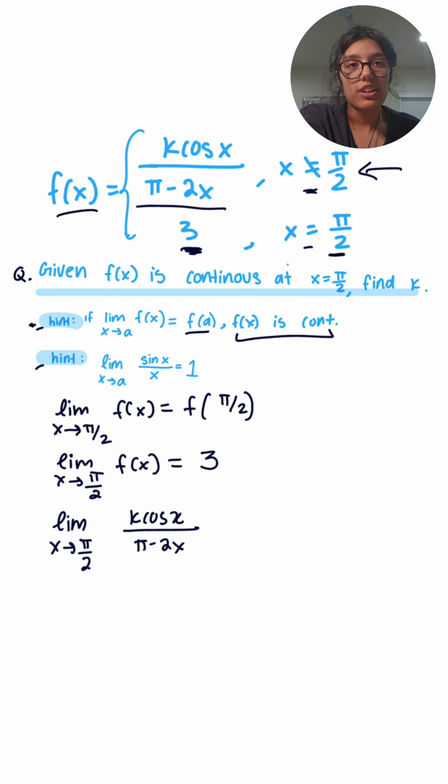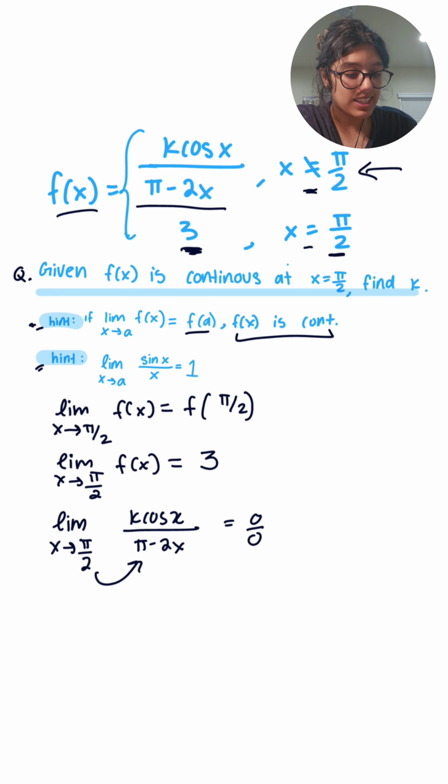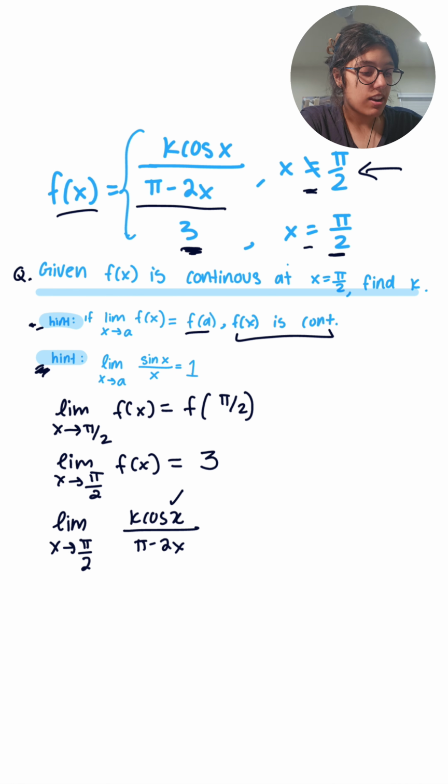But you're going to notice one thing. If we put in pi over 2 directly in this, we're going to get 0 over 0, and that's an indeterminate form. So in other words, we are going to apply the second hint right over here that has something to do with sine. We need to recreate this into a form that lets us find the value of k, and we'll do so by using the second hint. So we need to figure out how to make this cos into a sine as per the second hint.